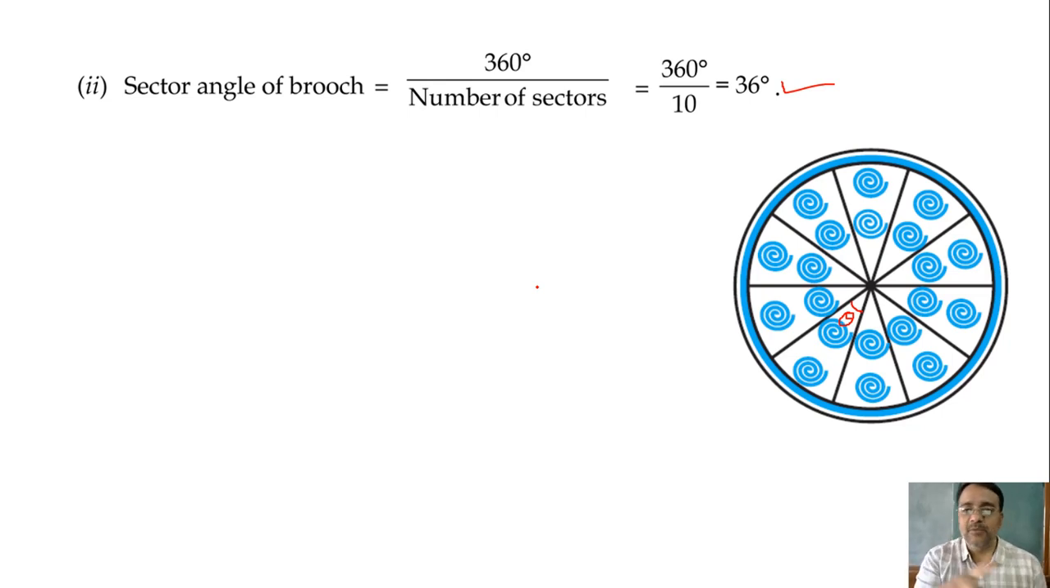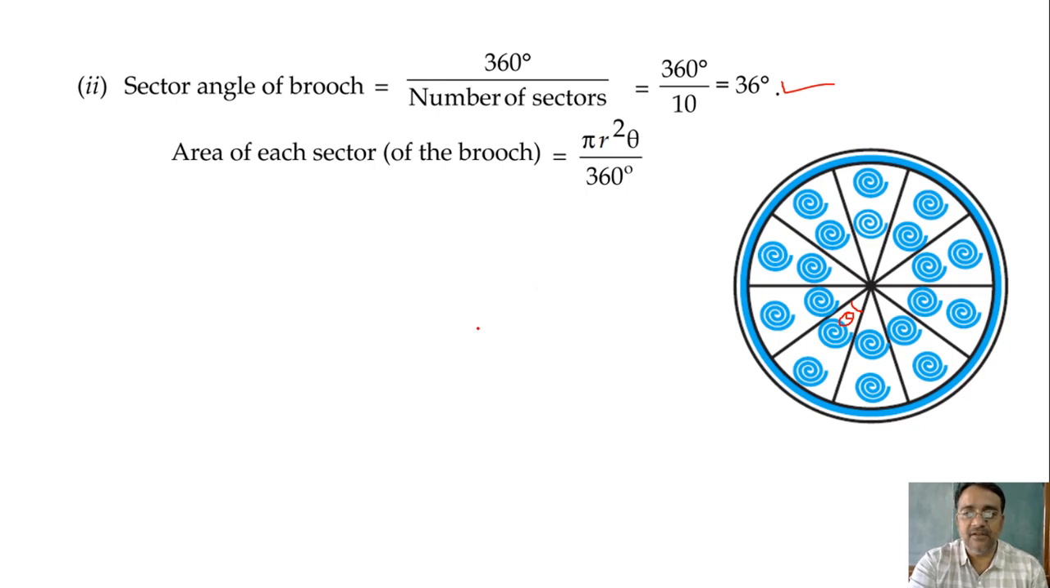10 equal parts बोल रहे हैं, तो area of each sector will be 1 upon 10 pi r square. You can use that way also. Okay, so area of each sector of the brooch is pi r square theta upon 360 degree. Now substitute all the values.